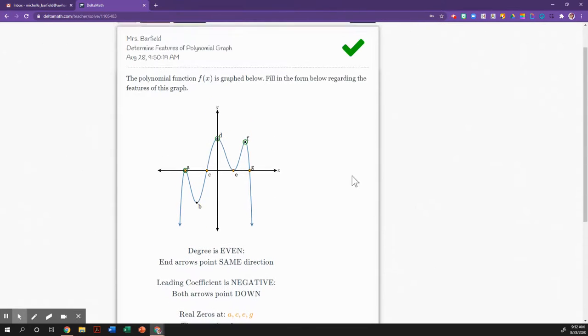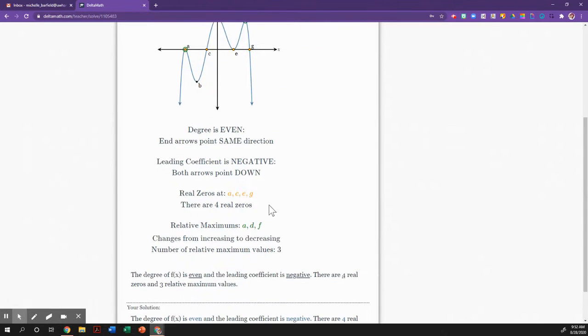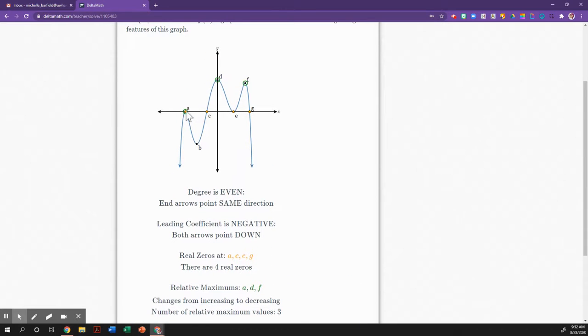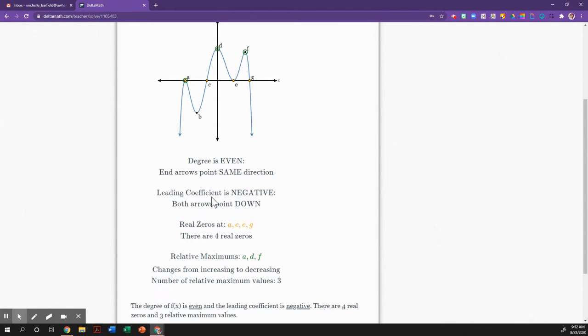Okay, and then you can see it's all nicely labeled. So A, C, E, and G, those are your zeros. And then your peaks, you have 3 of them. And then you can say leading coefficient is negative, both arrows point down, degree is even, end arrows point the same direction.